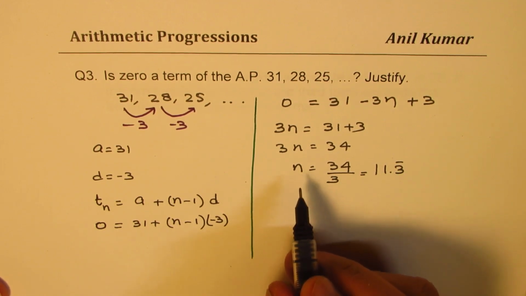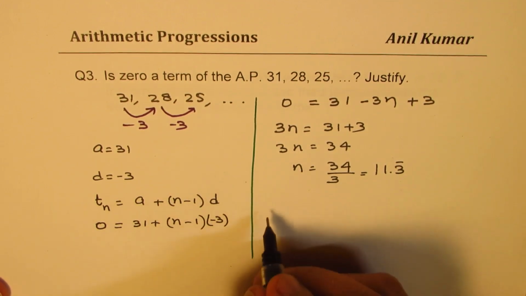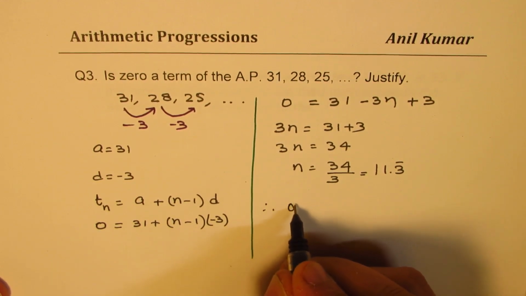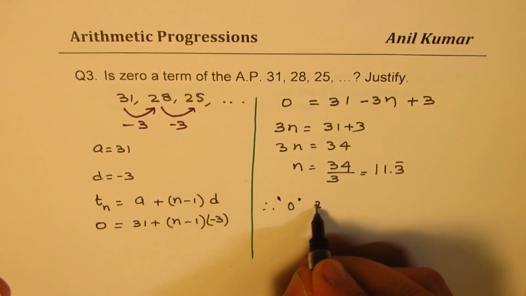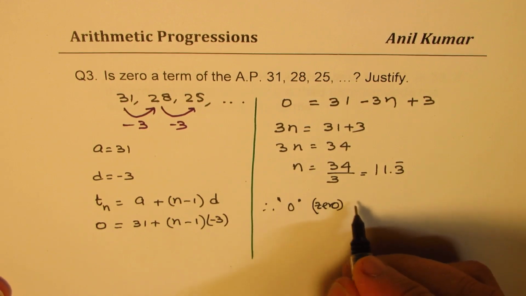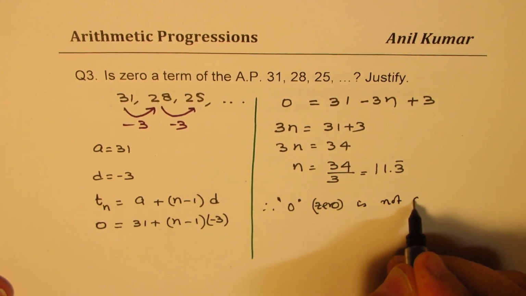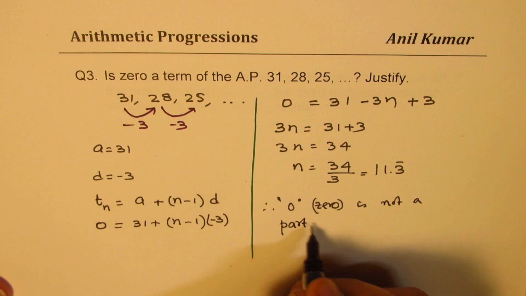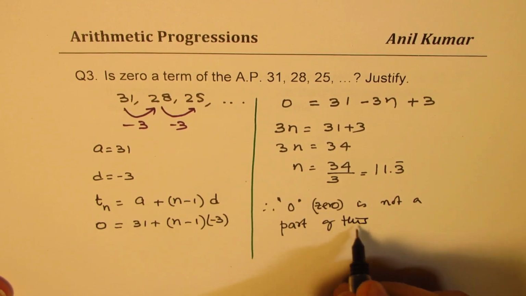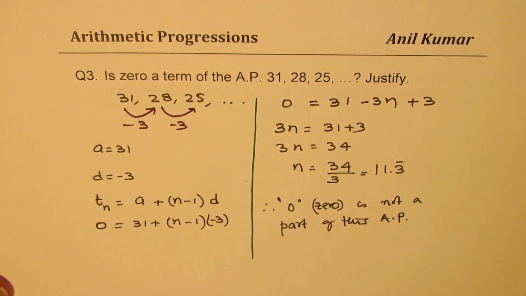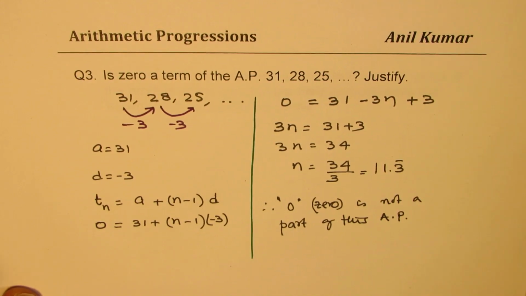So n cannot be a number like that. It has to be a whole number for 0 to be in the series, right? Therefore, 0 is not a part of this arithmetic progression, correct? So that is how we are going to show that 0 is not a part of this arithmetic progression.